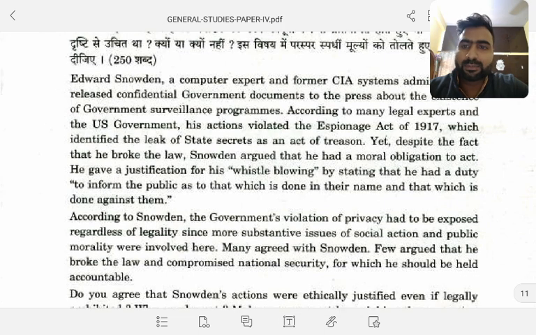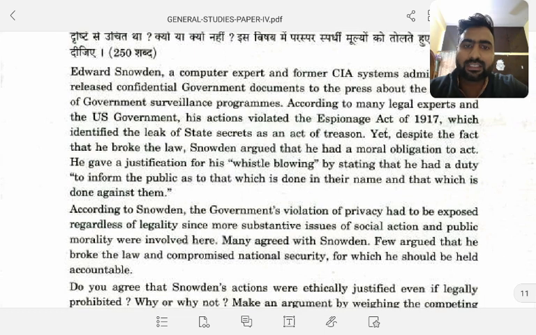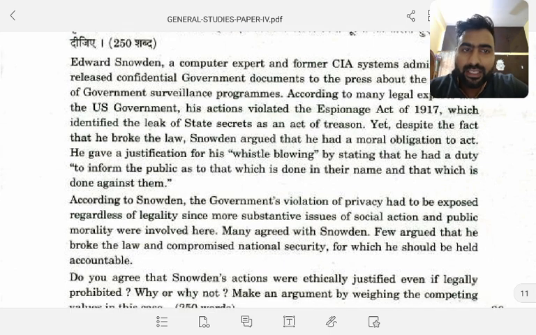According to many legal experts and the US government, his actions violated the Espionage Act of 1917, which identified the leaks of state secrets as an act of treason. So the law that dictates such behavior is the Espionage Act of 1917, and it marks that someone who leaks such state secrets is doing an act of treason. So he's going against the state or the national interest. Yet, despite the fact that he broke the law, Snowden argues that he had a moral obligation to act.